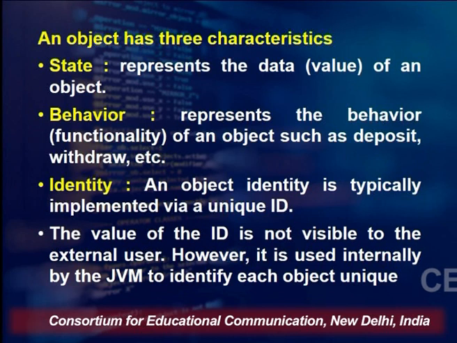That is defining the behavior, that is, the deposit and withdraw functions represent the functionality of the objects. Now the third characteristic of an object is the identity, and object identity is typically implemented via a unique ID. Why have I said that as programmers we are only concerned with state and behavior? Because this identity or unique ID is not visible to the external user or the programmer. It can be used internally by the JVM to identify each object uniquely, and we will look at how that works in a short while.